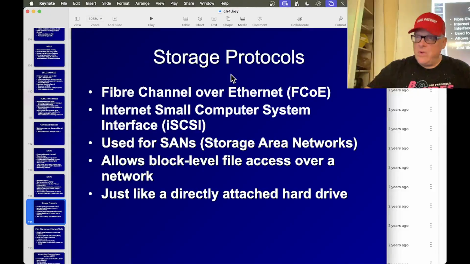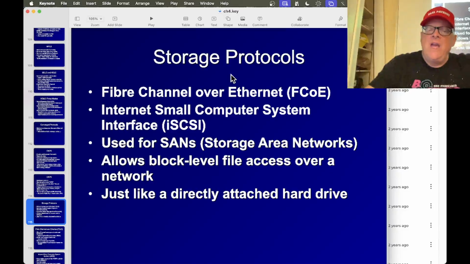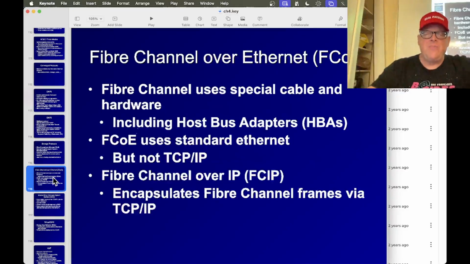And there are storage protocols, because if you have a lot of data, you have a network of just storage devices, and you access them over the network. You typically use Fibre Channel over Ethernet as one technique, or iSCSI, and that's for storage area networks. So they give you block level file access like a directly attached hard drive, but it's really going over a network. Usually relatively short range inside a data center.